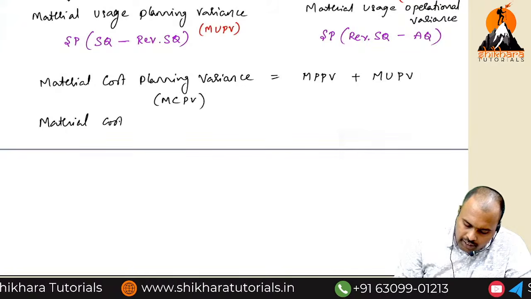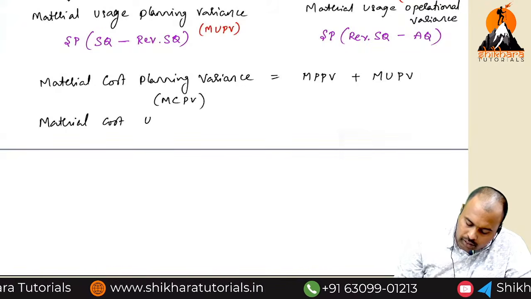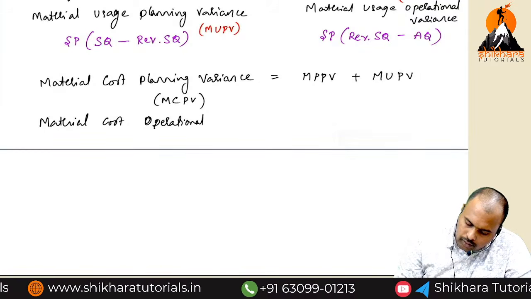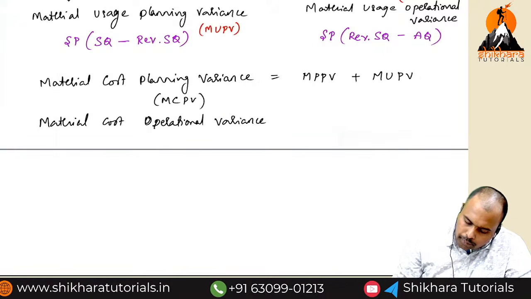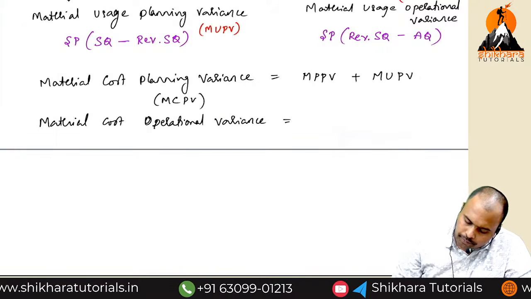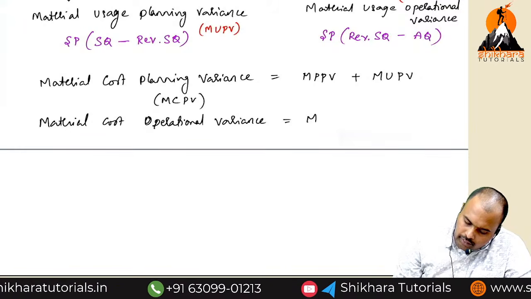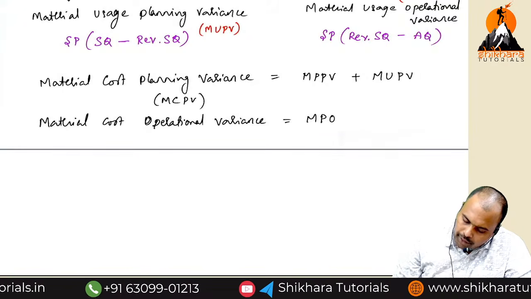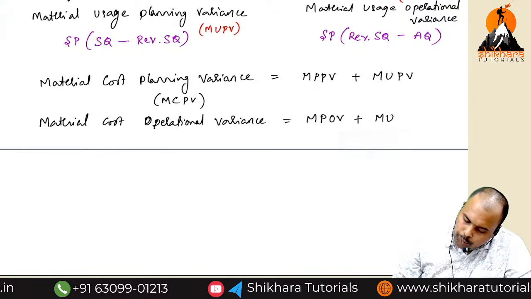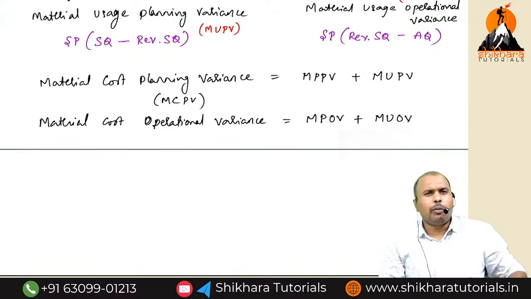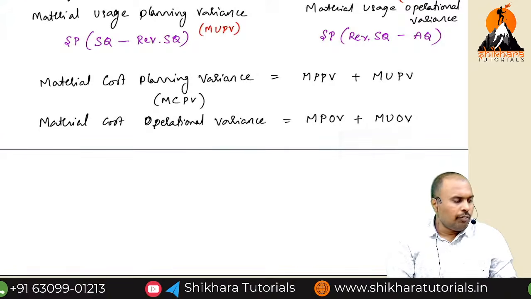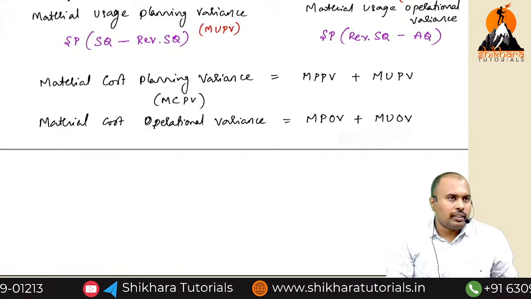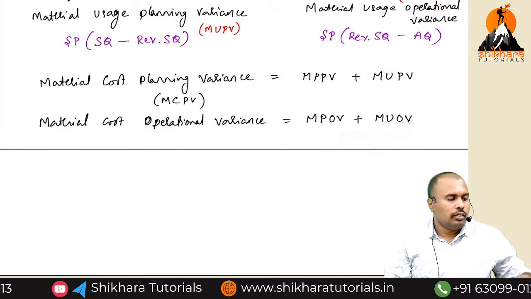Material cost usage variance, material cost operational variance. Material cost operational variance has to be material price operational variance plus material usage operational variance, because the regular formula we know is that material cost variance is equal to usage variance plus price variance. Now also we are doing the same thing. Understood?